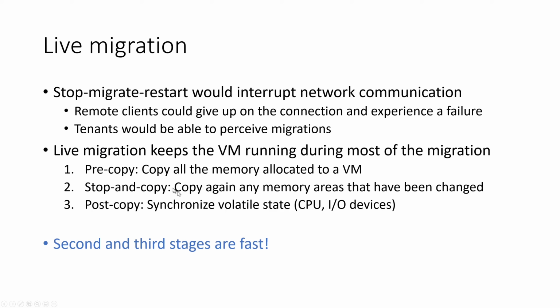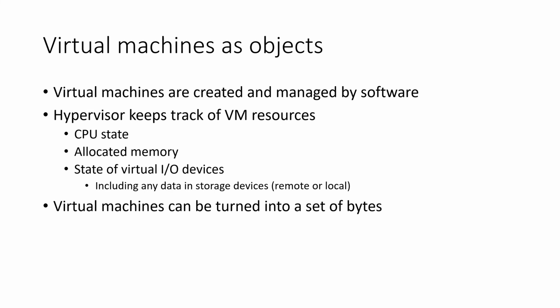We copy whatever has changed, which is fast, and there are mechanisms that the hypervisor can use to track what memory has changed. We copy this changed memory to the second server, and then finally we synchronize the volatile state, which is also not very large. So stage 2 and stage 3 usually run fast enough that applications don't break while we are finishing the migration. And this allows us to gather all the data of a virtual machine into a set of bytes and then decide what we're going to do with it.